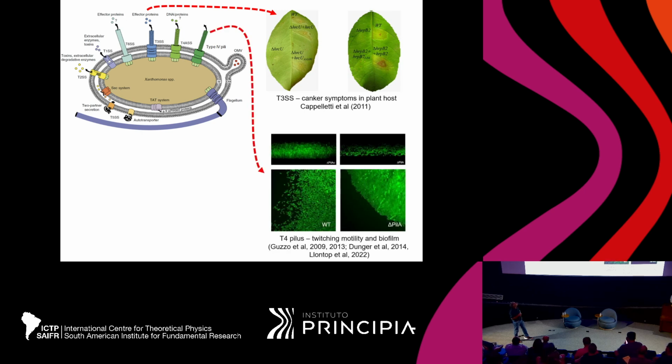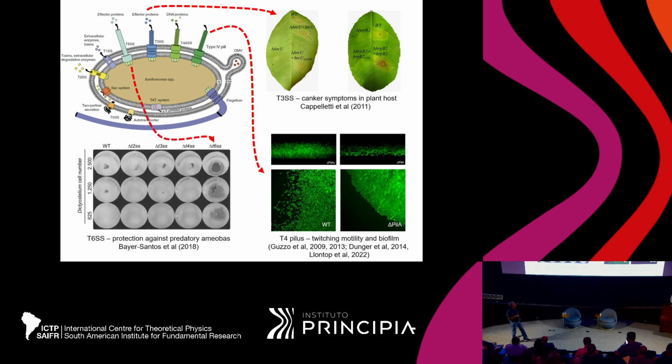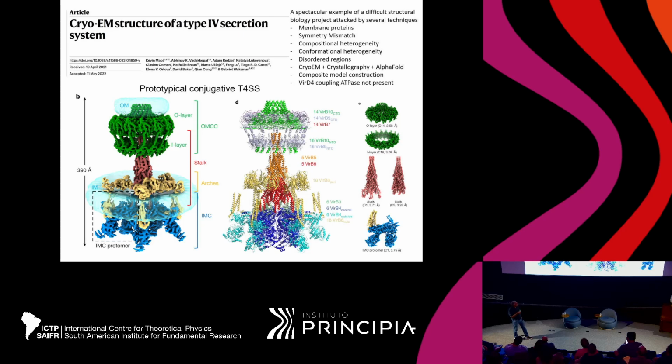We've also studied a type 4 pilus, which is important for locomotion and biofilm formation by the bacteria. And we've also studied a type 6 secretion system, which protects the bacteria against amoeba that feed on the bacteria. But I'm going to talk about another secretion system, this type 4 secretion system, which is part of a family that is very well distributed among bacteria, and it's mostly known for mediating bacterial conjugation.